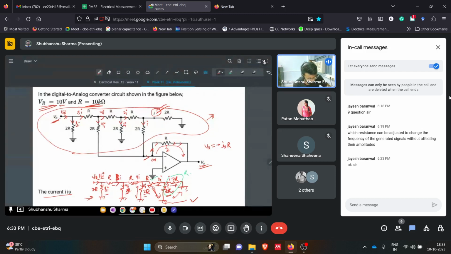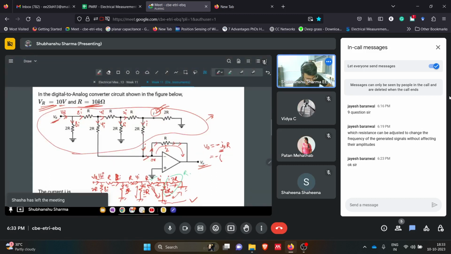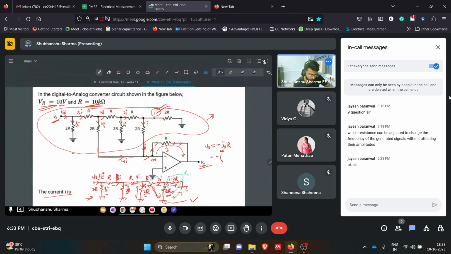And now the question is, what will be I2? So I2, see it carefully. I is coming from this branch. So these two branches are connected, one this branch and another one is this branch. And how much current is coming from this branch? That is 4I. So 4I plus I, that will be total what? 5I. 5I will be coming here.